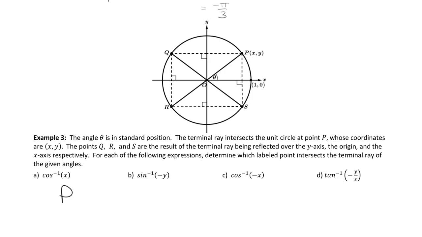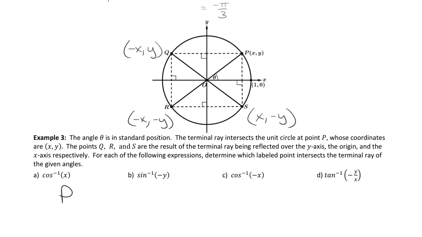It is. What about the inverse sine of negative y? Negative Q R. Okay. Let's add S. It would be S, and here's why. Let's actually add the coordinate points for Q, R, and S. Q is negative x and y. P is that's R, negative x, negative y, and S is x comma negative y.